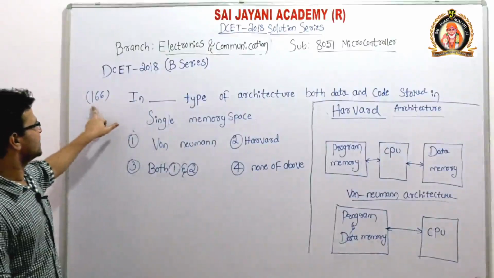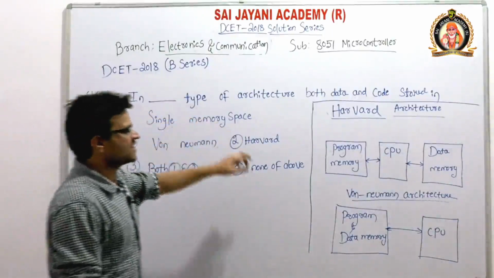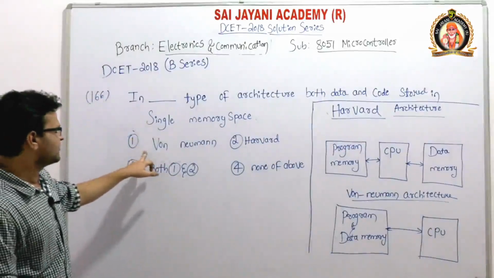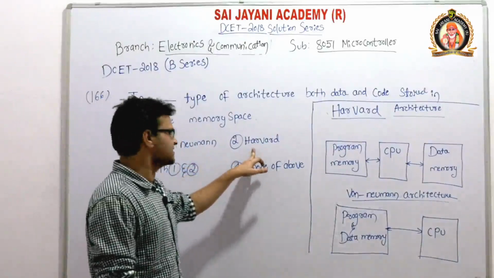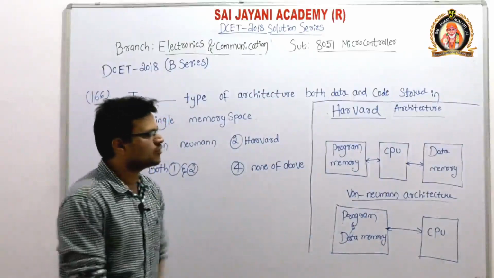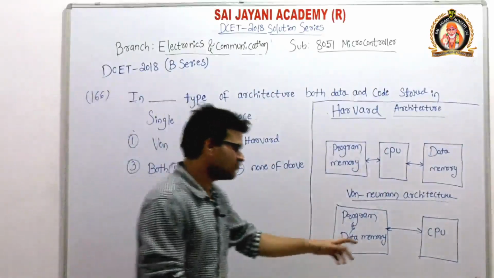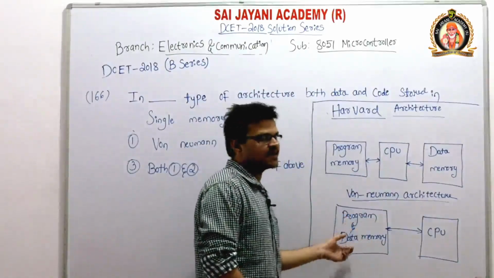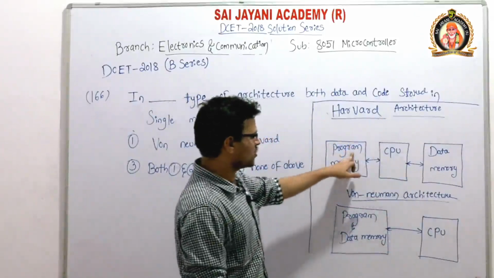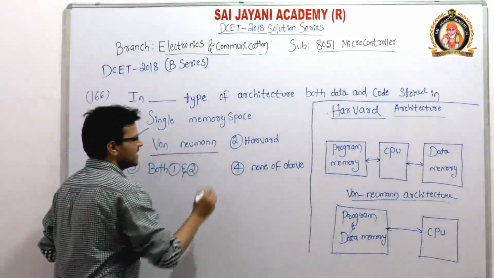Question number 166. In this question, they asked in which type of architecture both data and code are stored in a single memory space. The options are given below. The first option is Von Neumann, the second option is Harvard, the third option is both Von Neumann and Harvard, and the fourth option is none of the above. In Von Neumann architecture, the CPU uses only one memory space for both program and data. But in Harvard architecture, the CPU uses separate memory for program and data. So the right option is the first one, that is Von Neumann architecture.